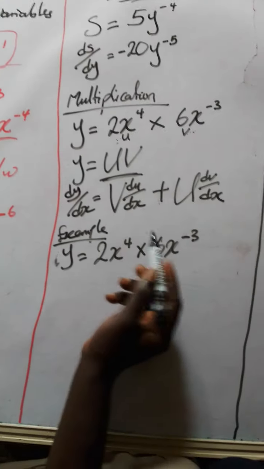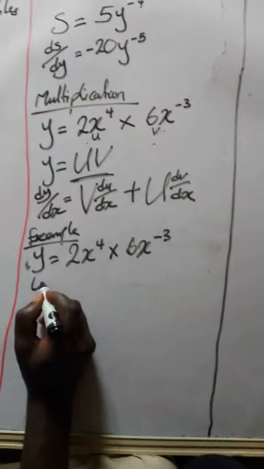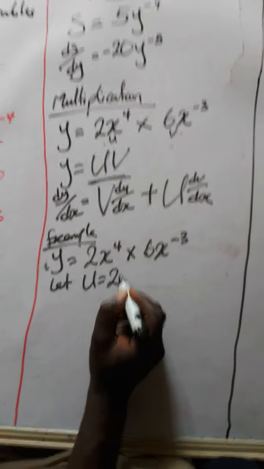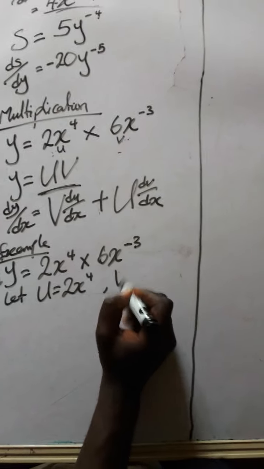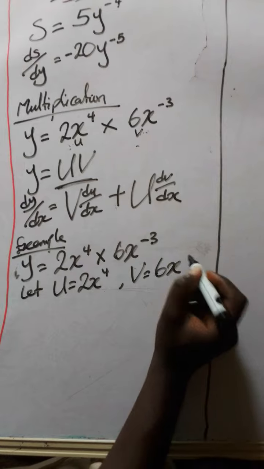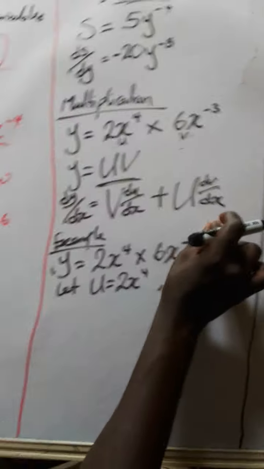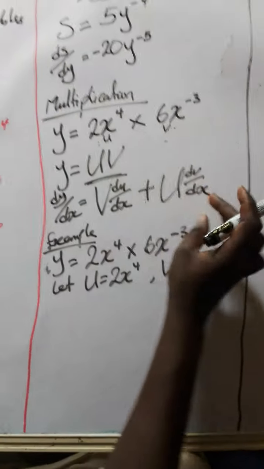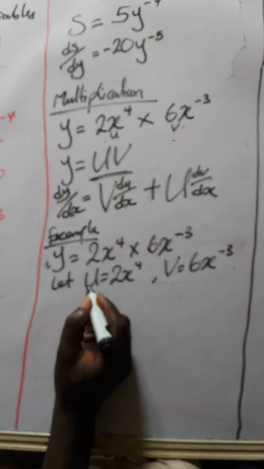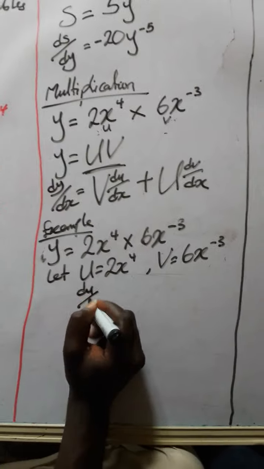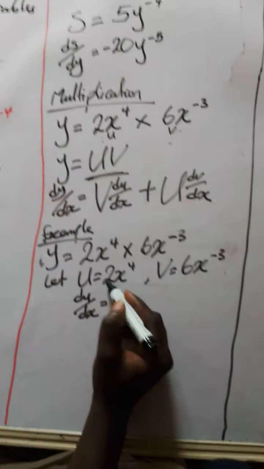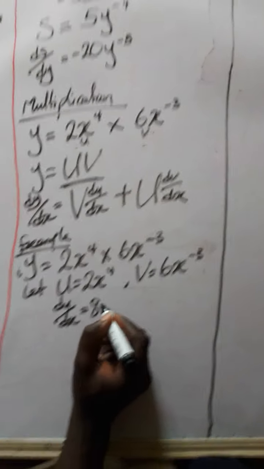Then, from what we did here, you can say let u equals 2x raised to the power 4 and v equals 6x raised to the power minus 3. Now, before you go deeper, because these are where you are going to find the du/dx and also the dv/dx. So you have to find the du/dx first.